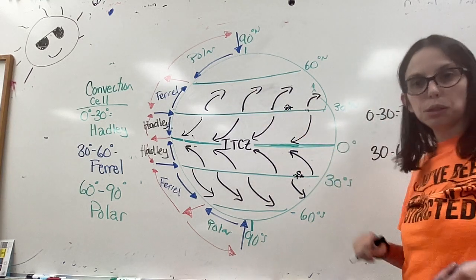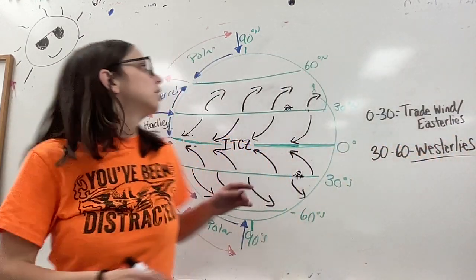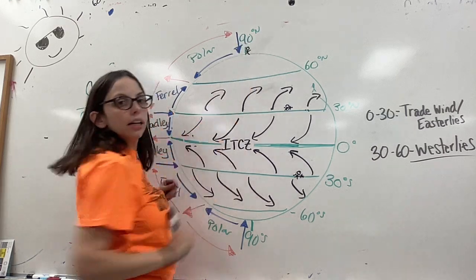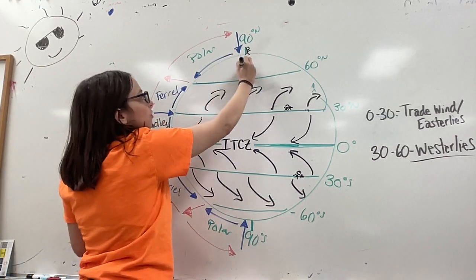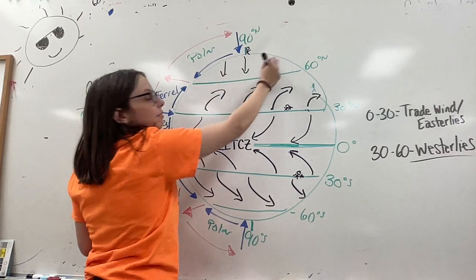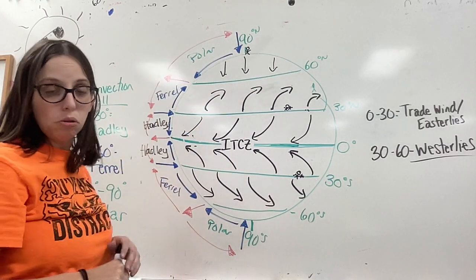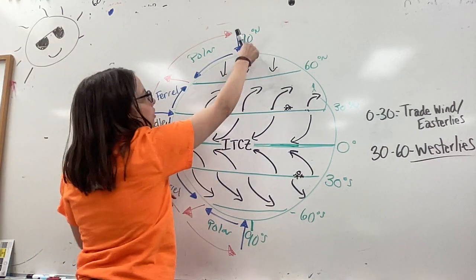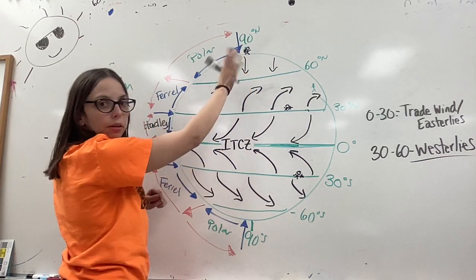Okay, that leaves us with one more. Let's just double check this to make sure we got it. I'm going to go to the North Pole. I'm going to stand right here. Wind wants to go from high pressure to low pressure. If the Earth wasn't rotating, it would just be straight to the south or straight to the north. But we know it's not. If I'm standing here looking at 60 degrees, there's my right hand.